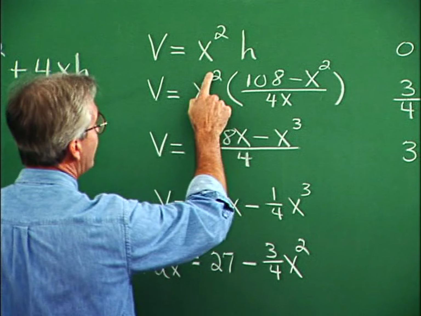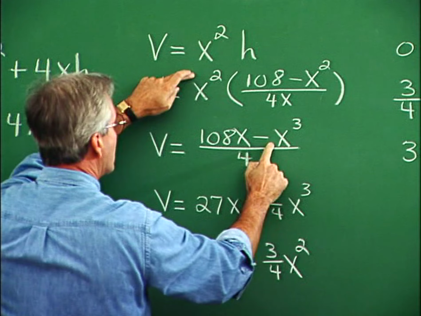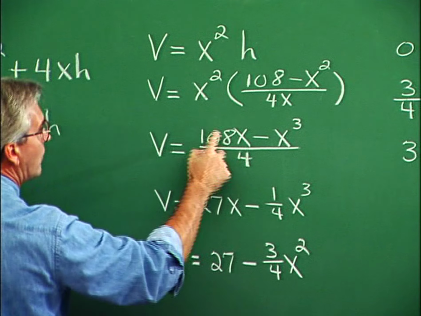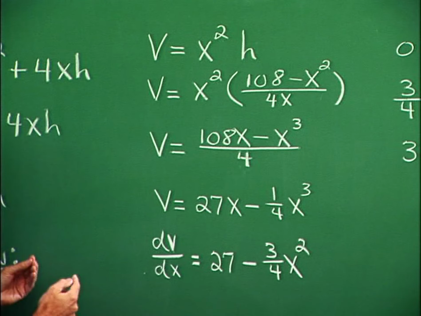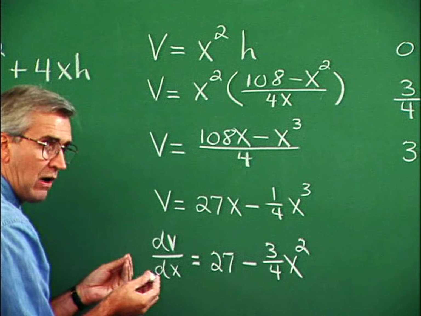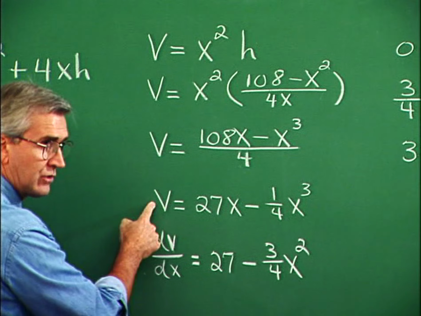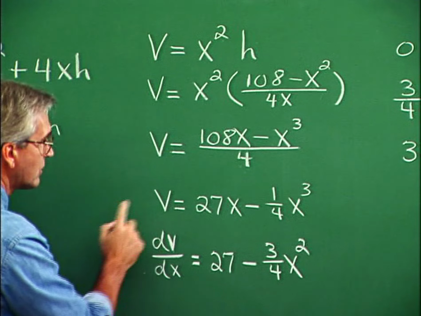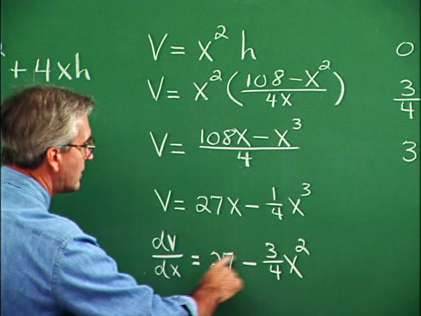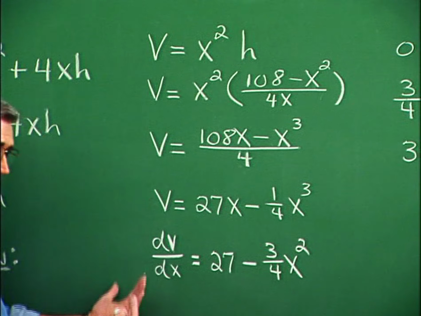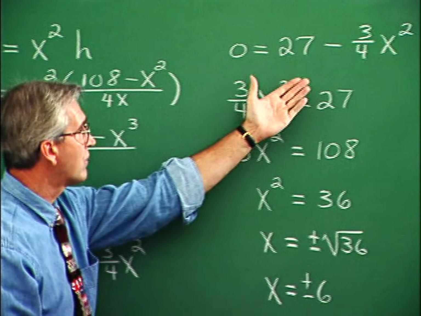These x's cancel, leaving an x factor here. x times 108, 108x, x times minus x squared is minus x cubed. We're still dividing by 4, and dividing 4 into both parts of the numerator, we get this. Now we would like to maximize our volume, so we're going to take the derivative of the volume with respect to x. So dV/dx is this, and now we'd like to find the zero of this function. That is, we'll set the expression equal to 0 up here, and we'll solve for x.